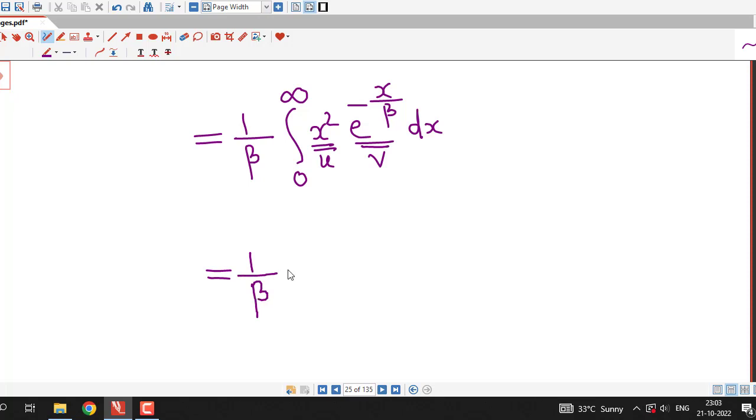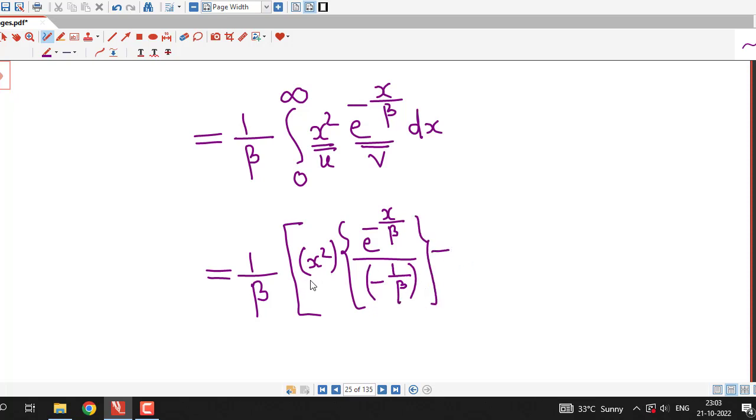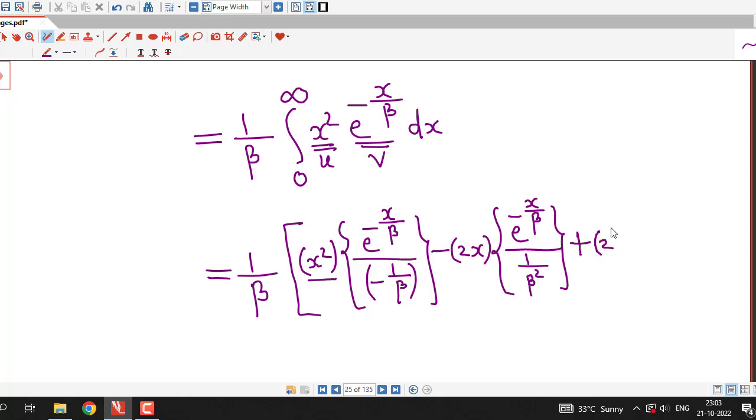So this is now 1 over beta. Here x square as it is, integral of e raised to minus x over beta is e raised to minus x over beta divided by minus 1 over beta, minus derivative of first bracket, which is 2x, times integral of second bracket, which is e raised to minus x over beta divided by minus 1 over beta, and there is already minus 1 over beta there, so we have 1 over beta square, plus 2 times derivative of 2x is 2, integral of this again, so it is e raised to minus x over beta divided by 1 over beta square into minus 1 over beta.